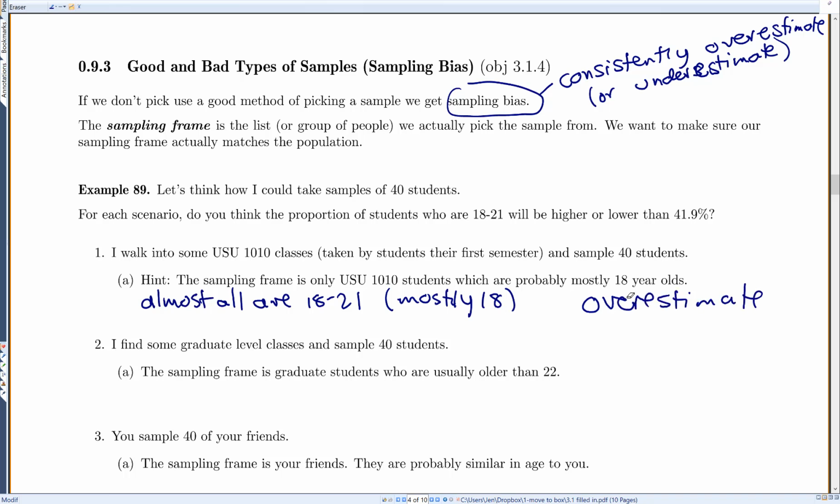And the problem here is that I didn't look at all students at USU. I only looked at students in this one type of class that's only for mostly 18-year-olds. Okay. So let's try a different approach.